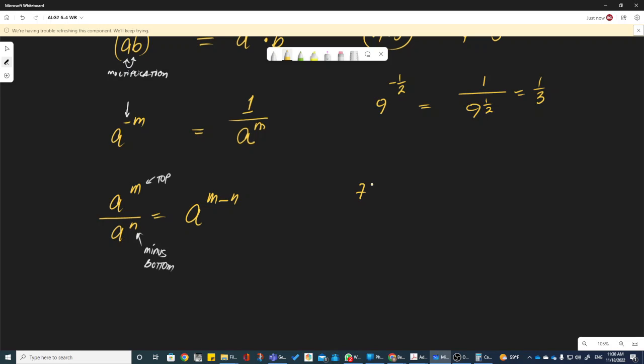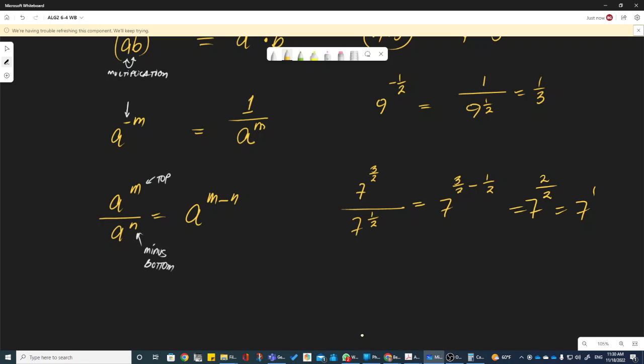7 to the power of 3 over 2 divided by 7 to the power of 1/2. Okay? So this is equal to 7 to the power of top 3 over 2 minus bottom 1 over 2. Okay? And that is equal to 3 minus 1, it's 2 over 2, so 7 to the power of 1. Okay?